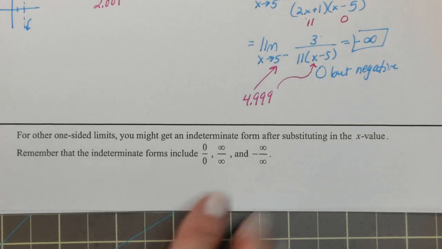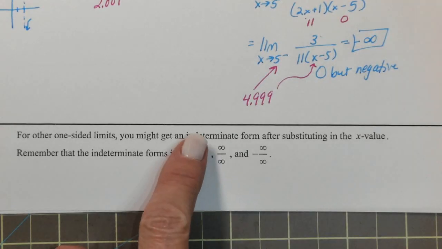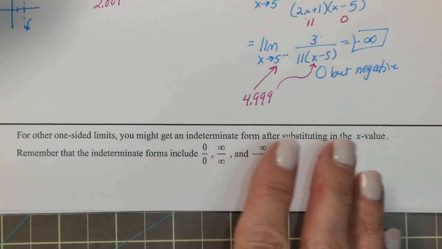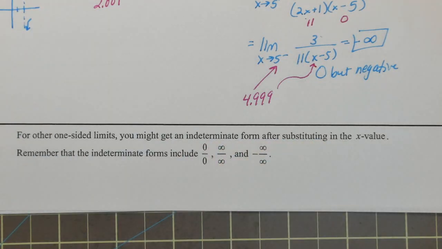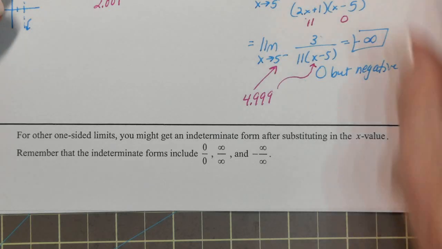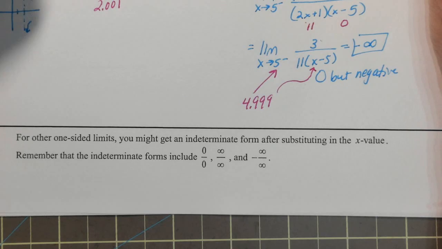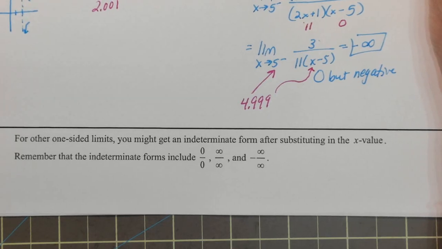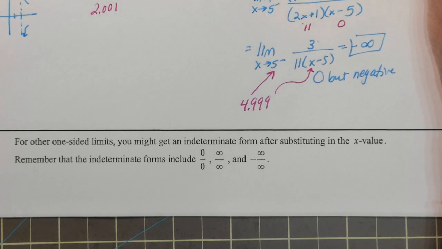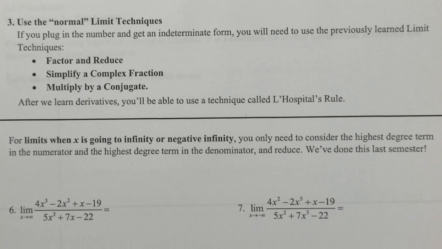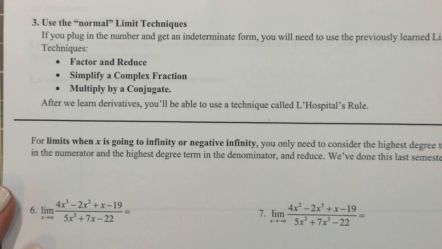If you get 0 on top and on bottom, then you've got a hole, and you will be doing what we did yesterday, or the last time, with just factoring and reducing, multiplying top and bottom by a conjugate, or by a number to get rid of a complex fraction. Okay. Those are our techniques for that.